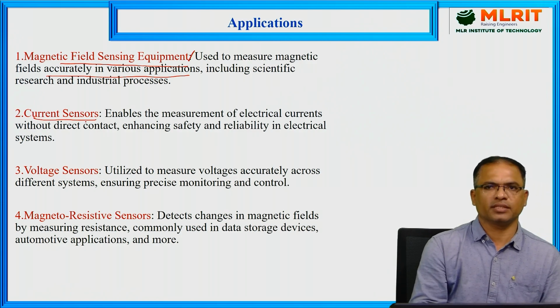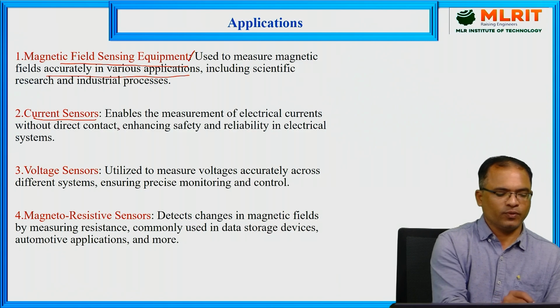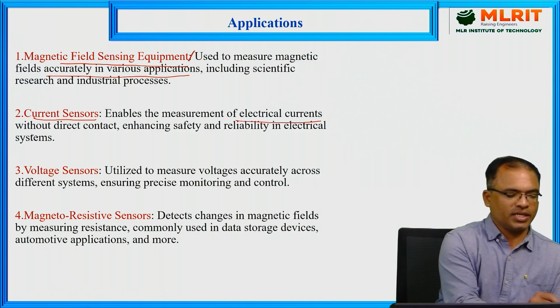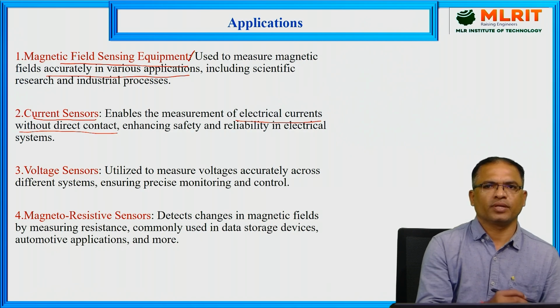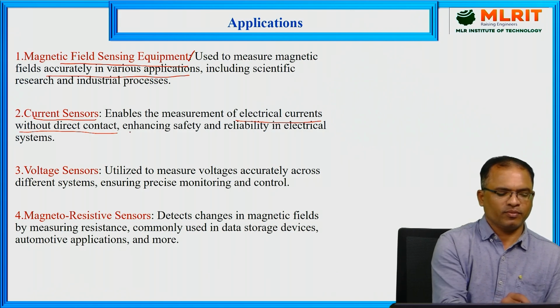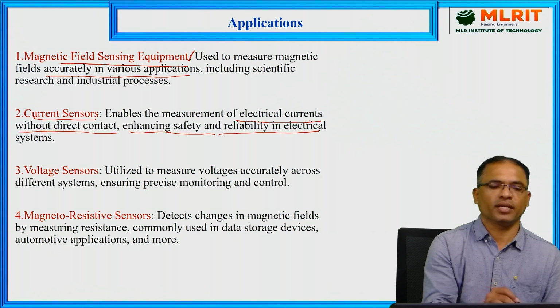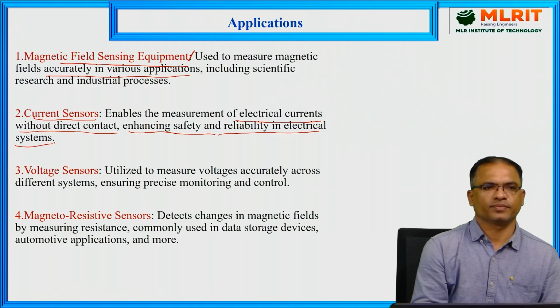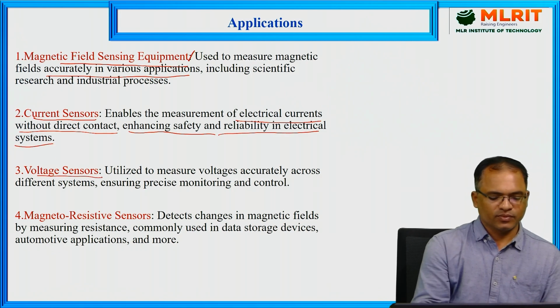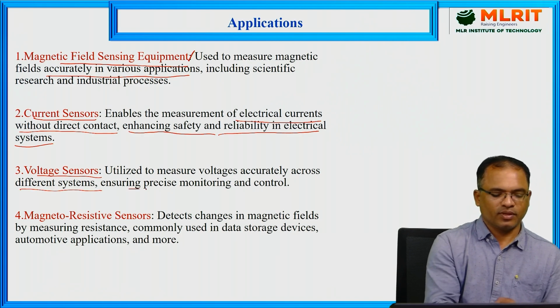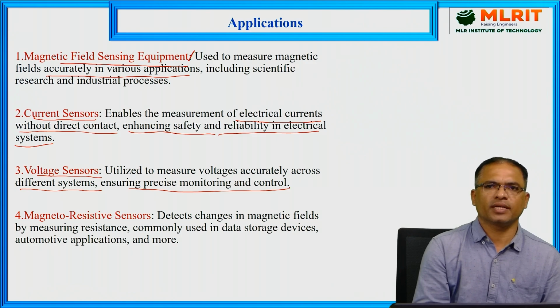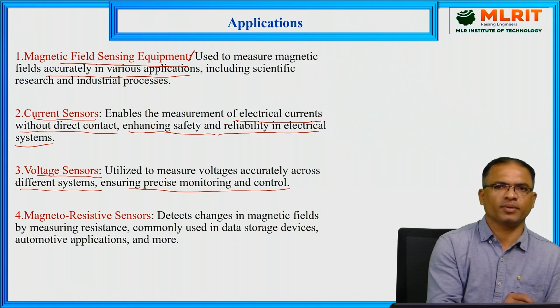They are used in current sensors. By using current sensors, we can measure electrical currents without direct contact with the equipment, if we use Hall current sensors. By that, safety and reliability will be there in the electrical systems. The third one is voltage sensors. Hall voltage sensors are used to measure voltage across different systems, and voltage will be measured precisely and accurately when compared with the traditional methods.